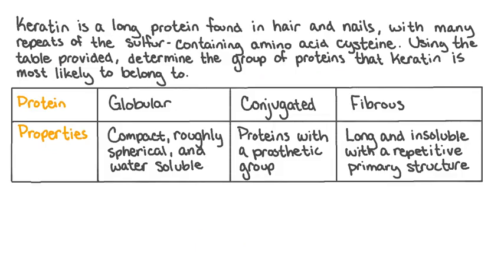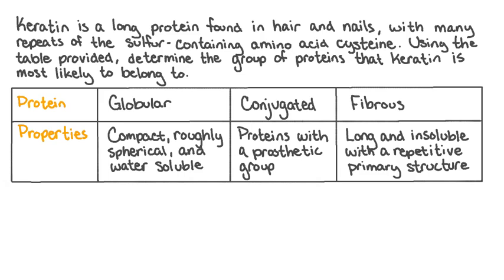Let's try a second practice question. Keratin is a long protein found in hair and nails, with many repeats of the sulfur-containing amino acid, cysteine. Using the table provided, determine the group of proteins that keratin is most likely to belong to.